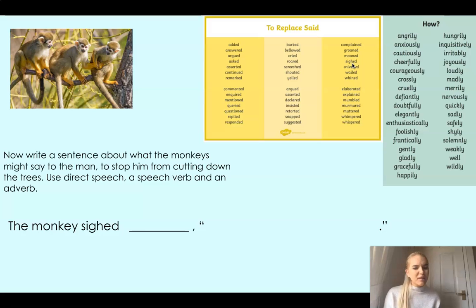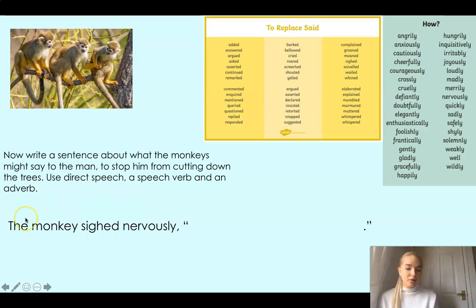Now, how might the monkey be sighing? Would he be sighing cheerfully? No. Would he be sighing happily? No. How might the monkey have sighed? Have a look at our list of adverbs and have a think. The monkey may have sighed nervously. And you can see here we've got our reported clause, the monkey sighed nervously. And then we've got our comma. And that's where we open up our inverted commas and we add some speech.